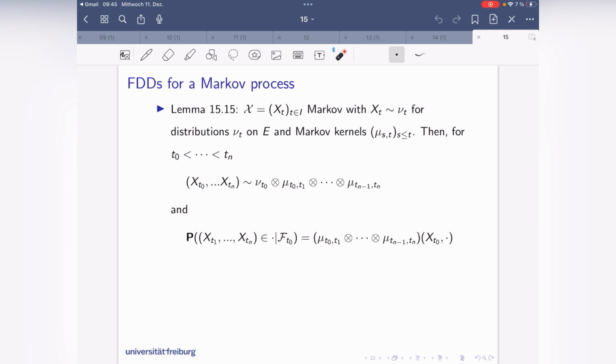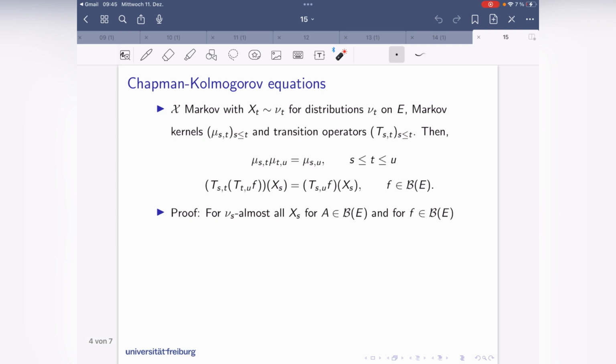So I'm not showing you the formal proof of this lemma because I just explained how this formula is to be understood, and then proving it really is just writing this up properly. The video of today is mainly about these so-called Chapman-Kolmogorov equations, and they are the following.